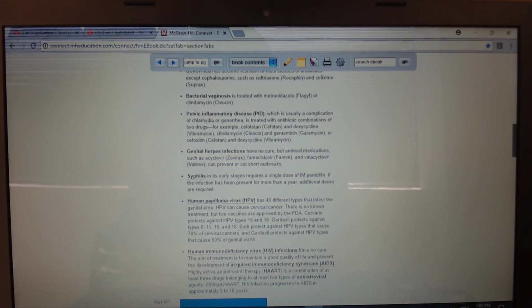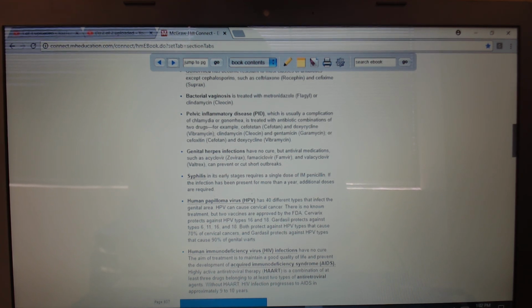Genital herpes infections have no cure, but antiviral medications such as acyclovir, Zovirax, famciclovir, Famvir, and valacyclovir, Valtrex, can prevent or cut short outbreaks. Syphilis in its early stages requires a single dose of IM intramuscular penicillin. If the infection has been present for more than a year, additional doses are required.